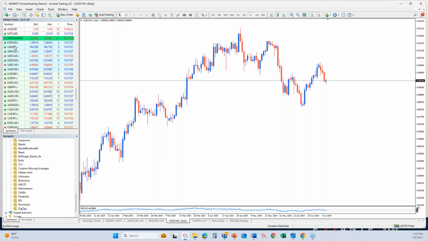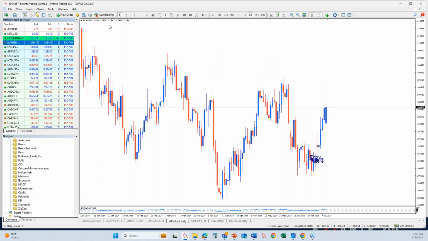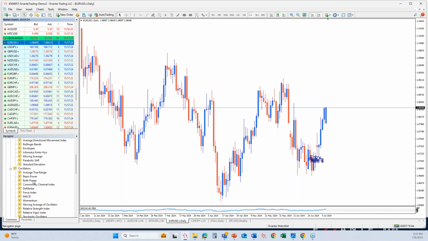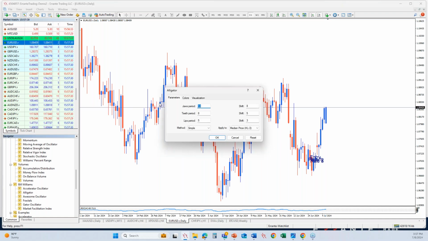Okay, here I have EUR/USD on the daily chart, and now insert the Alligator indicator from the Bill Williams indicator section in your Navigator window. It's very easy. You can just find it here. Bill Williams, Alligator, okay?